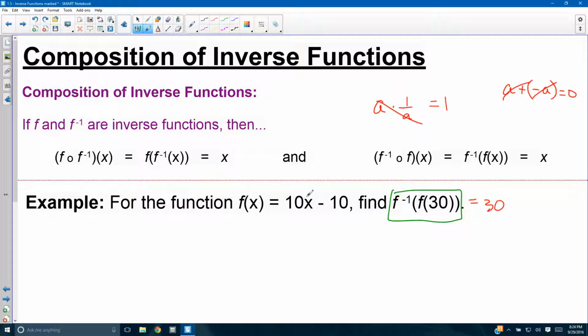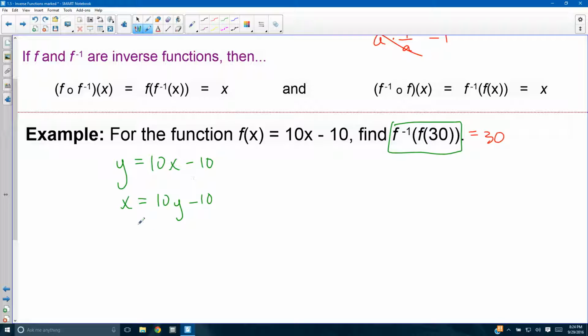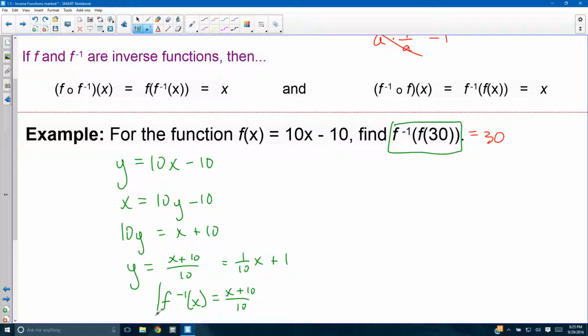Well, actually, before I do that, I need to find the inverse function here. Y is 10x minus 10, therefore x is 10y minus 10 for the inverse. Solve for y here, add 10 to both sides. You'll get x plus 10. Divide by 10, y equals either (x plus 10) over 10, or if I were to graph it, I'd probably write it as 1/10 x plus 1. Both the same thing. So the inverse function here, I'm going to deal with (x plus 10) over 10, because I will not be graphing this. So there's my inverse function.